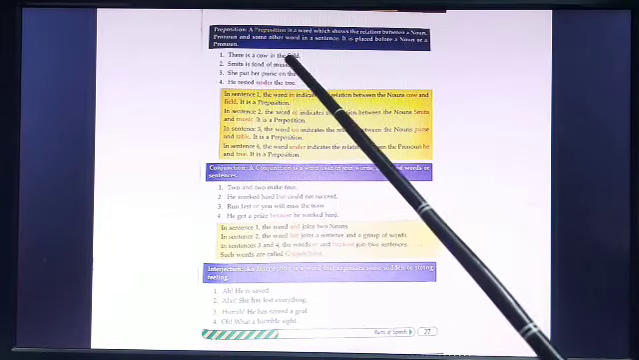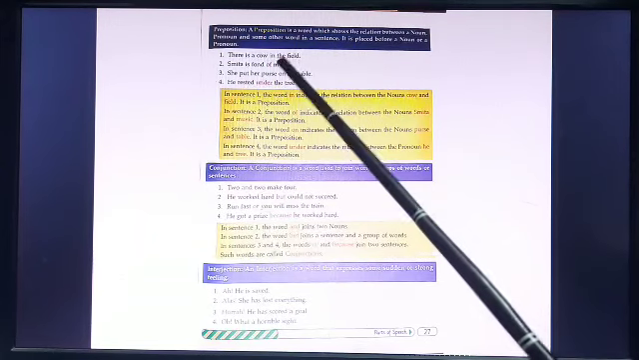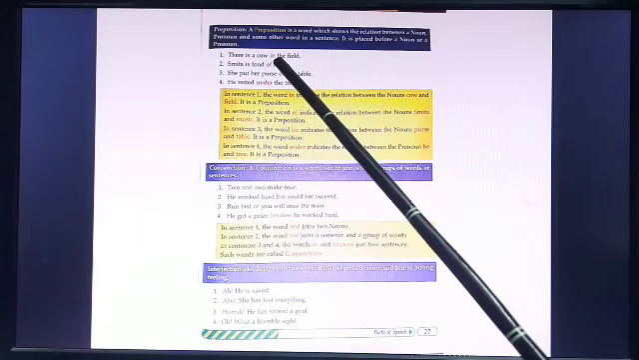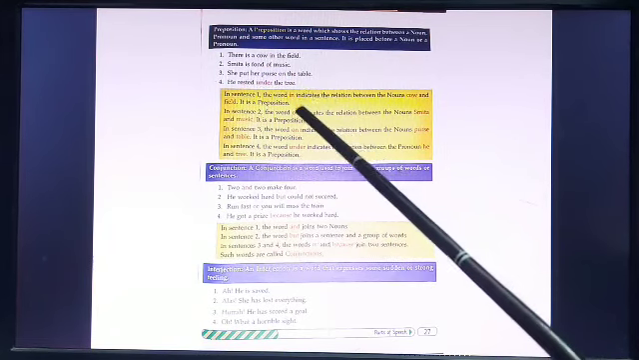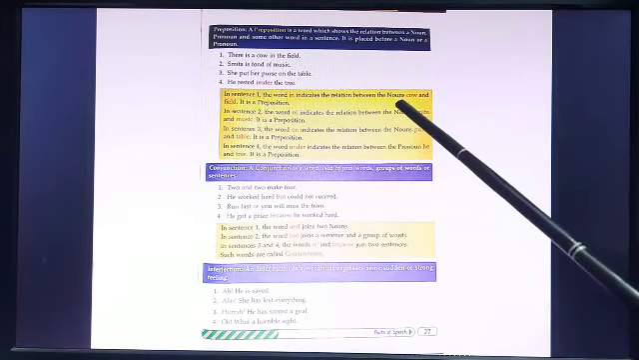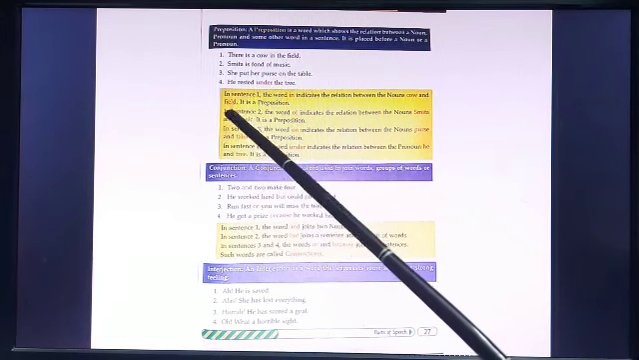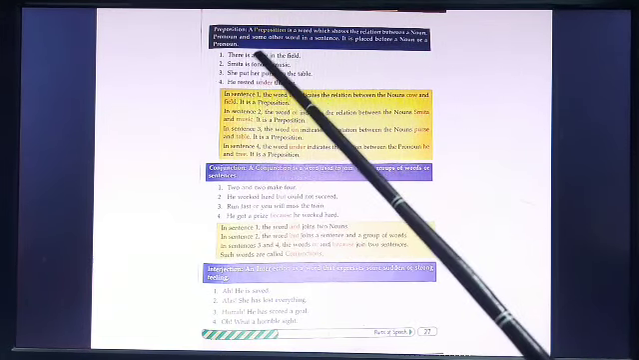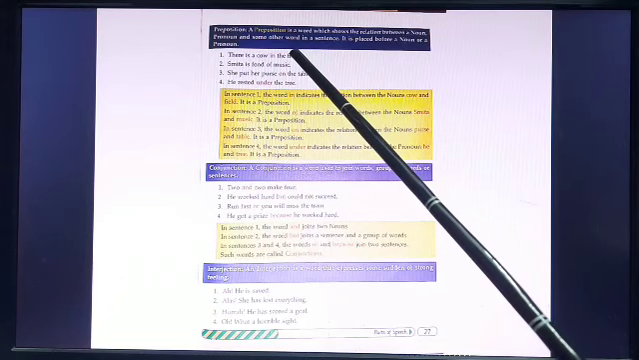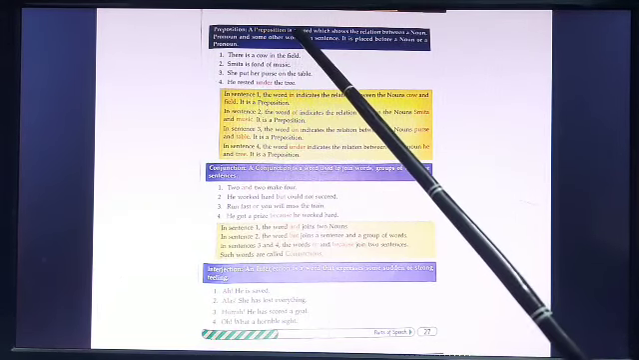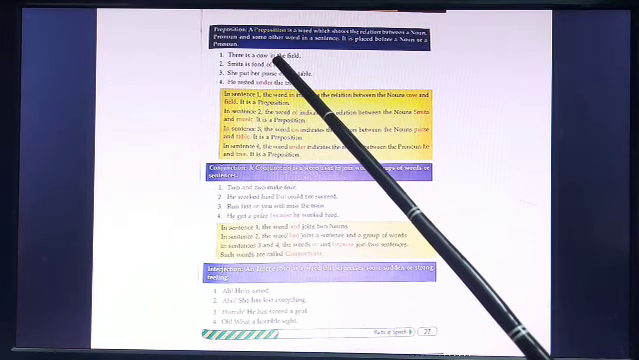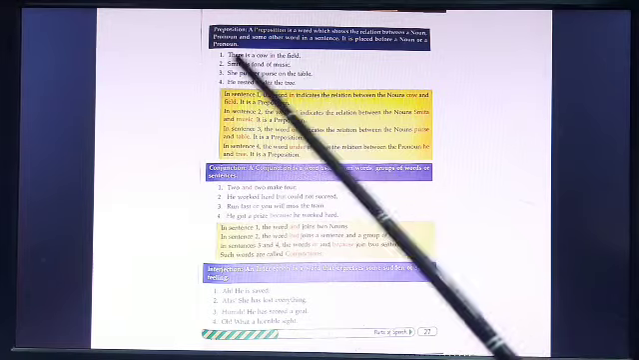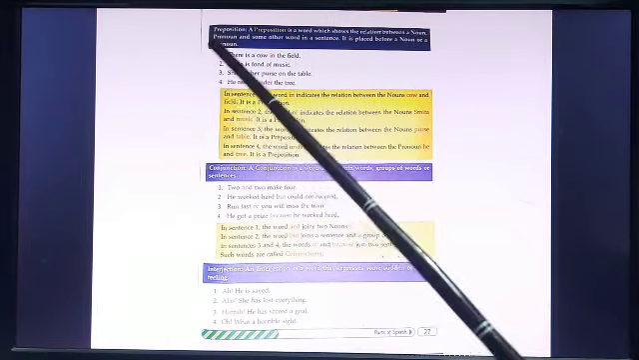There is a cow in the field. In is marked with red because it's a preposition. Now let's see, in sentence 1 the word in indicates the relation between the noun cow and the field. So cow and field are the two nouns here. The relation between the cow and the field is indicated by in, which is a preposition.